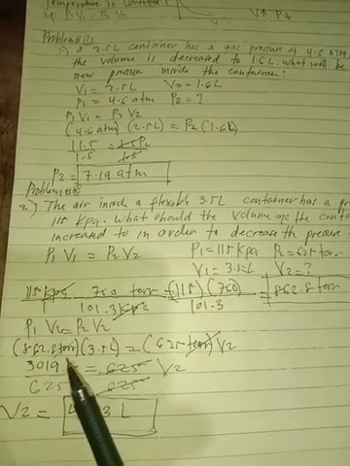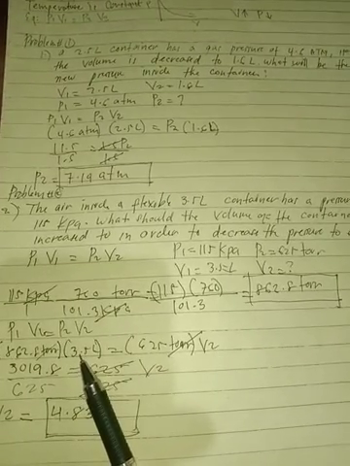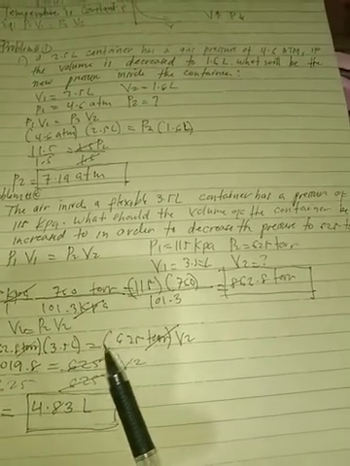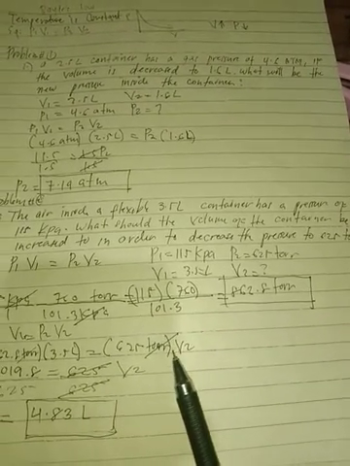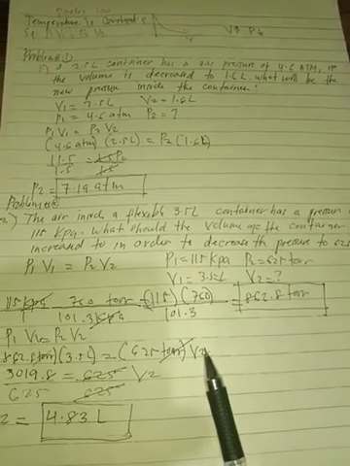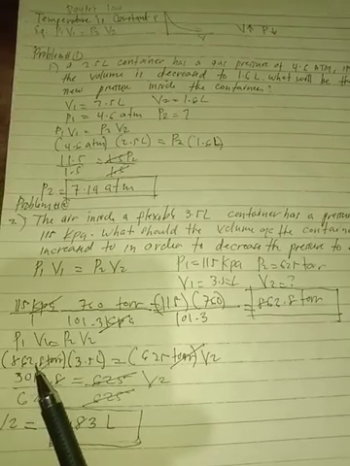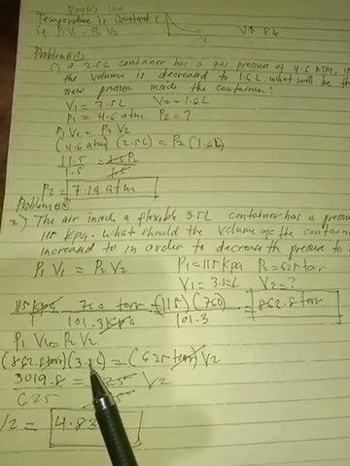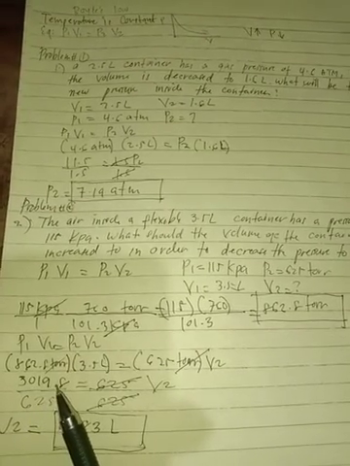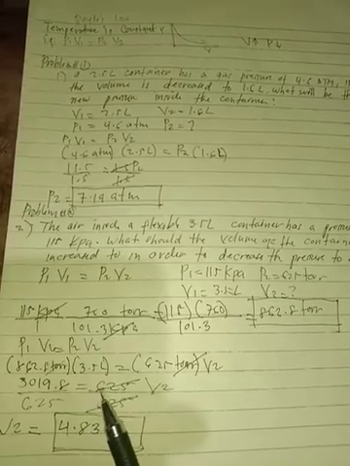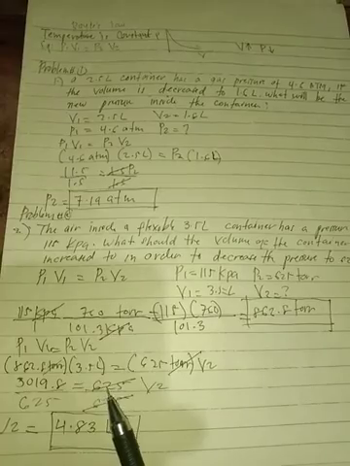Pressure 1 is 862.8 torr. Then our volume 1 is 3.5 liter, equals our pressure 2, 625 torr. Then our volume 2 is unknown. So now we are going to multiply: 862.8 times 3.5 liter, the answer is 3019.8, equals to, write down here, the pressure 2, 625.